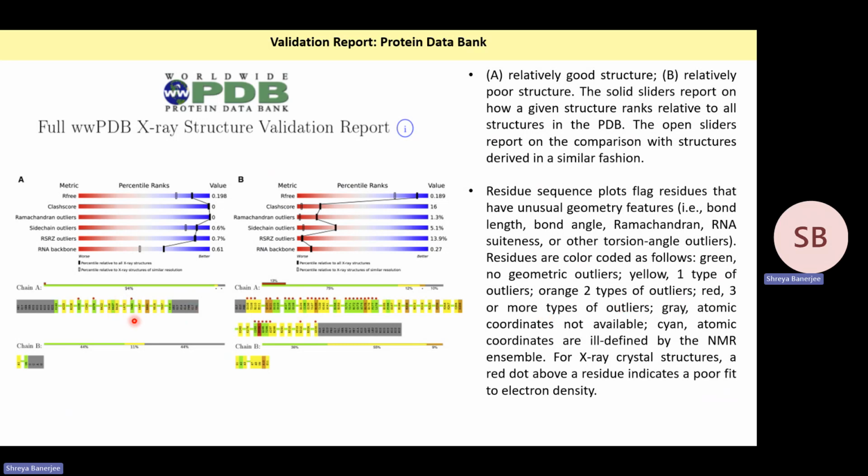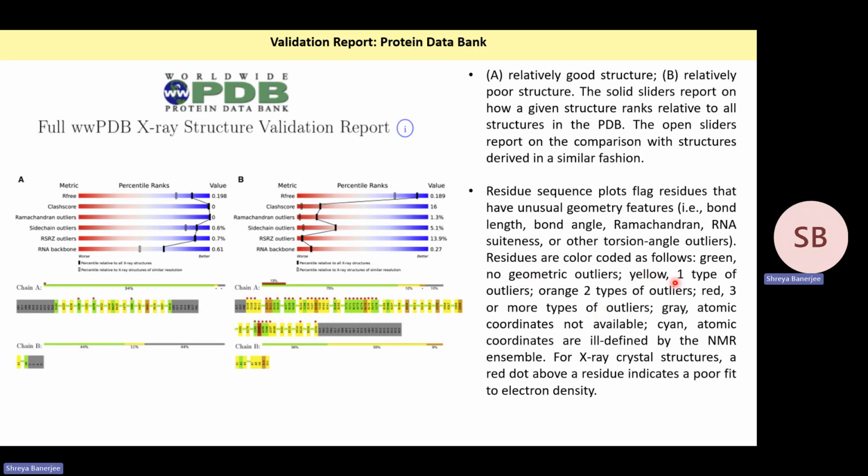If you compare these two structures, you can see on the left-hand side there is no red. Red means there are three or more kinds of outliers, so it is not a good structure because three or more of the criteria are not validated. In the left-hand structure, there is no red or orange. Green is when there are no outliers. On the left-hand side you have 44% green, and the right-hand side 36% green. Green is good, so in that criterion the left-hand side is better because it is 44%.